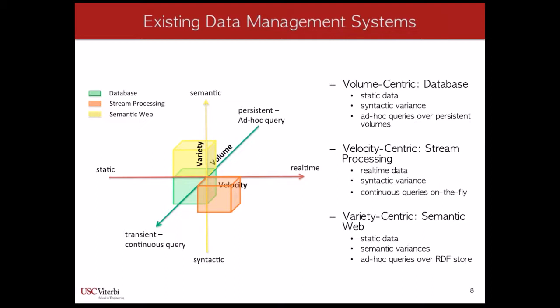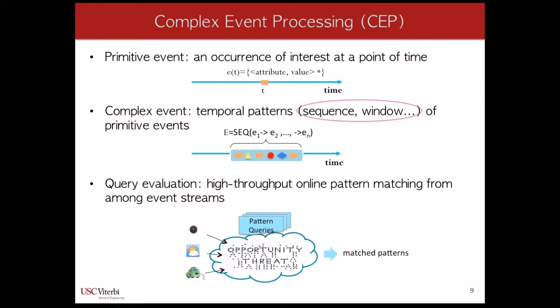So the difference between the semantic web and database is that the semantic web incorporates the semantic variance in the data model and in the queries. The topic I want to present is actually a variance of stream processing. The traditional stream processing systems, like IBM InfoSphere and others, usually adopt a workflow paradigm, using boxes and arrows to specify a workflow of processing. However, complex event processing adopts a SQL-like query language. It provides explicit temporal patterns, like sequences and windows, in the query language.